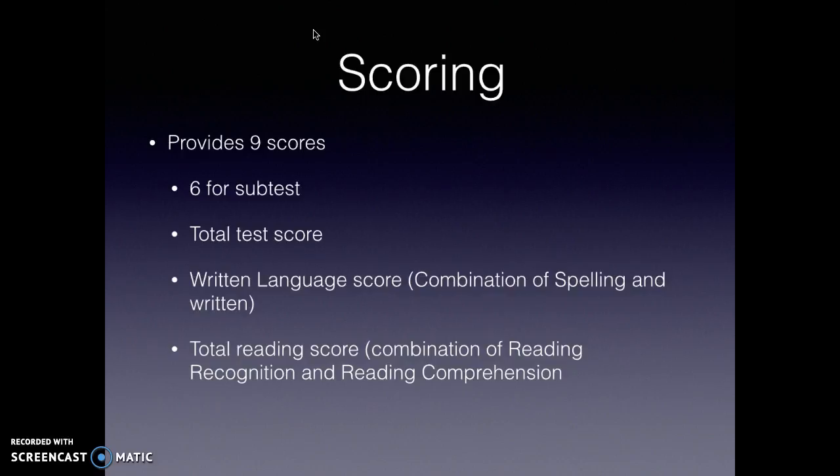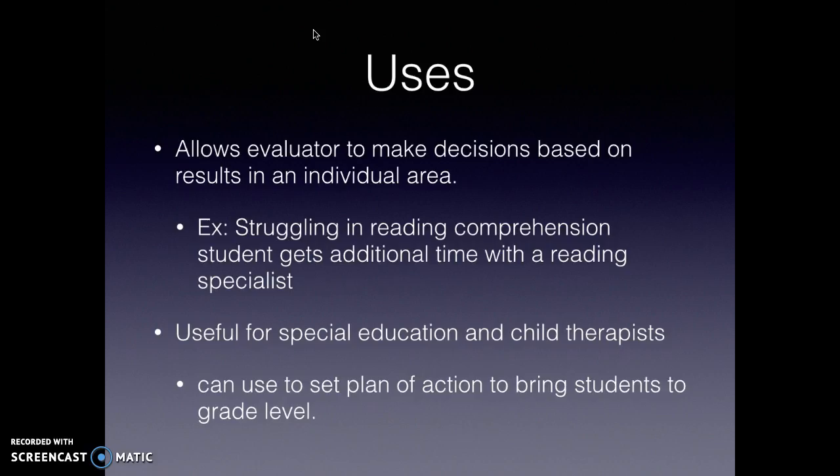The scoring of the test. So it provides 9 different scores for this entire test. So there's 6 scores for each individual subtest. There's a total test score, which involves all those subtests together. There's just a score for written language, where it's a combination of the spelling and the written expression. And there's also a score for the total reading, and this is a combination of reading recognition and reading comprehension. So from one test, you can get 9 different scores and be able to focus your knowledge on each individual thing.